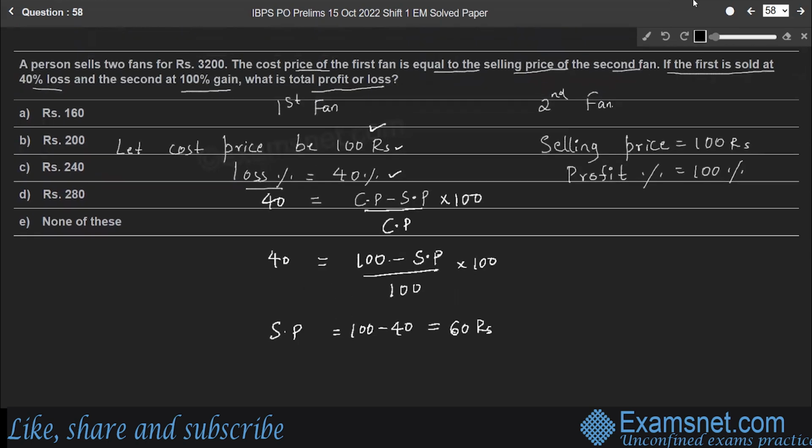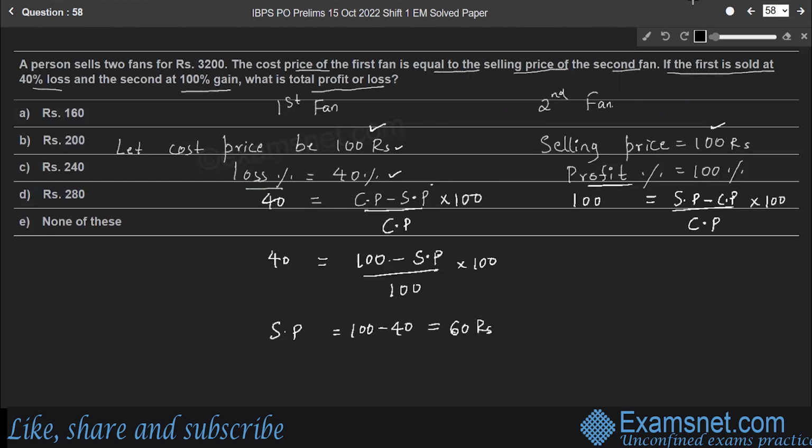Now let us consider the second fan. There was a profit of 100% and the selling price was 100 rupees. When the selling price is greater than the cost price, there will be a profit. Therefore, the profit percentage can be written as selling price minus cost price. Here it is not cost price minus selling price as in the previous case of loss percentage. Here it is selling price minus cost price over the cost price into 100 that gives the profit percentage.